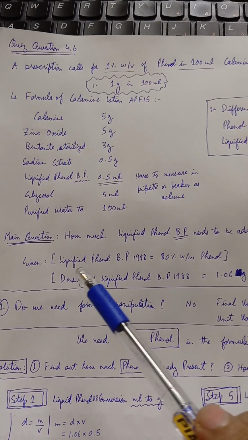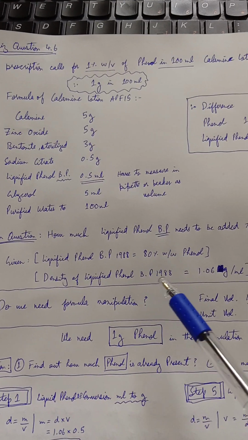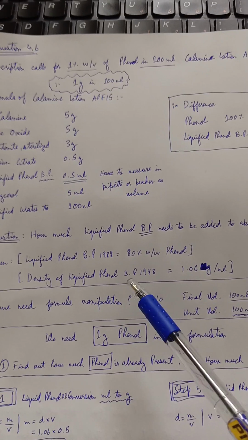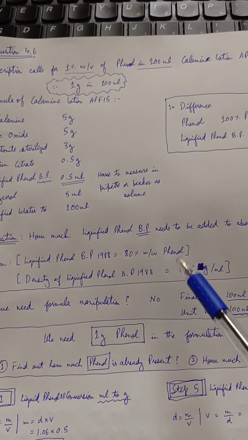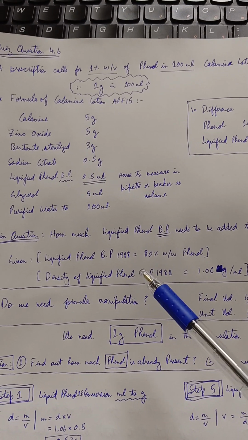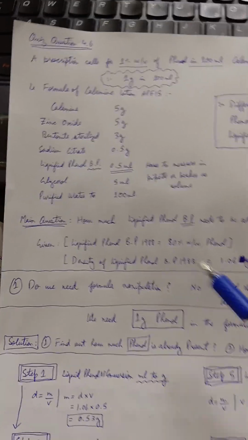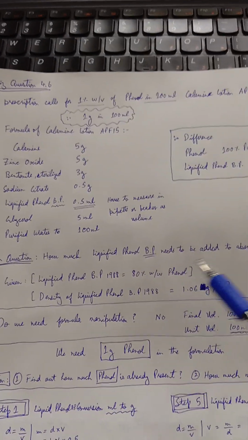Now another thing they will give us is the density of liquefied phenol. This liquefied phenol BP 1988, the density is 1.06 gram per ml. By looking at the density in the question, we would know that some conversion will be needed from mass to volume or volume to mass. So we will go through the question one more time.